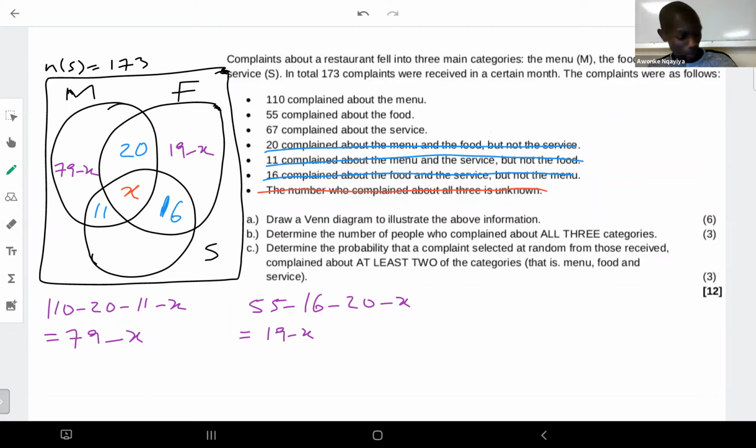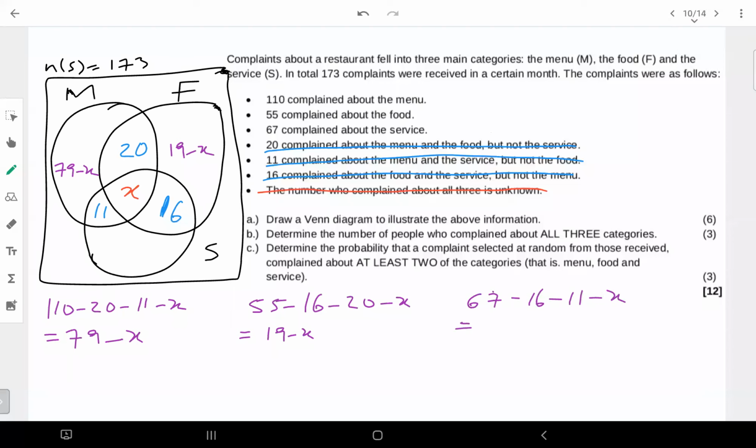And then let us move to S. Can you direct me? How do we calculate? 67 minus 16 minus 11 minus x. 67 minus 16 minus 11 minus x. What do you get? 40 minus x. 40 minus x.